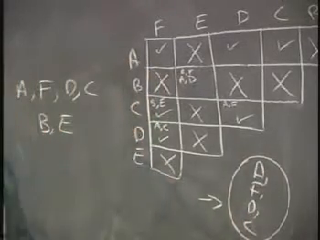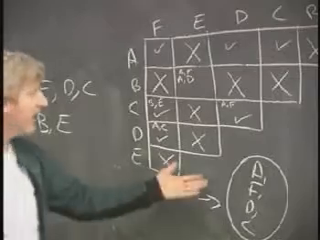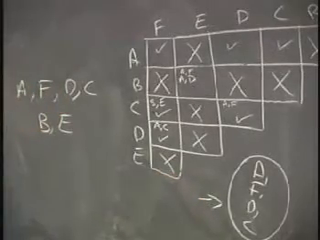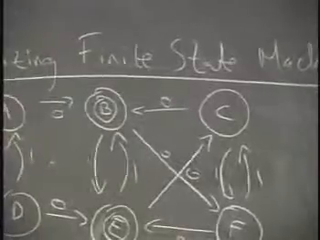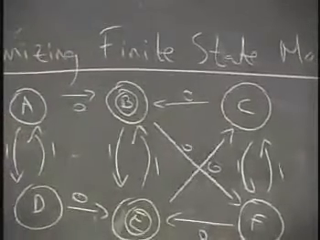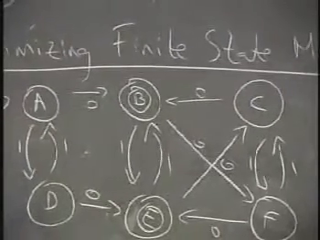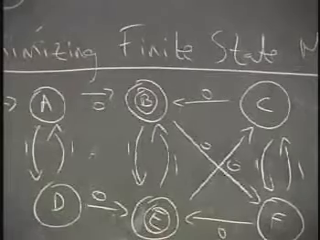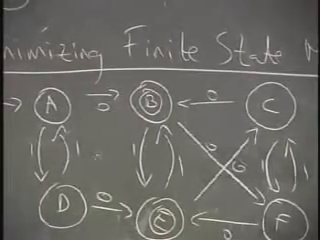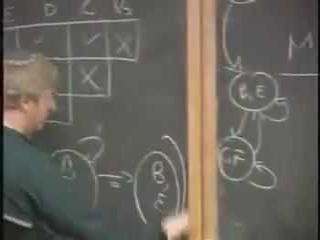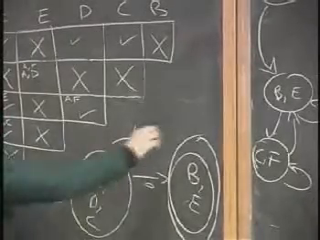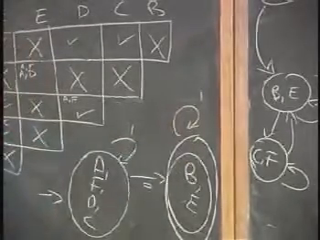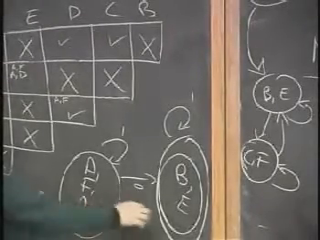Do this just like the non-determinism trick. If you're an AFDC and you get a 1, where do you end up? You end up in the same set of states. If you're an AFDC and you get a 0, where do you end up? In the other set of states. If you're in BE and you get a 1, you stay here. And if you're in BE and you get a 0, you go back to the other set of states.